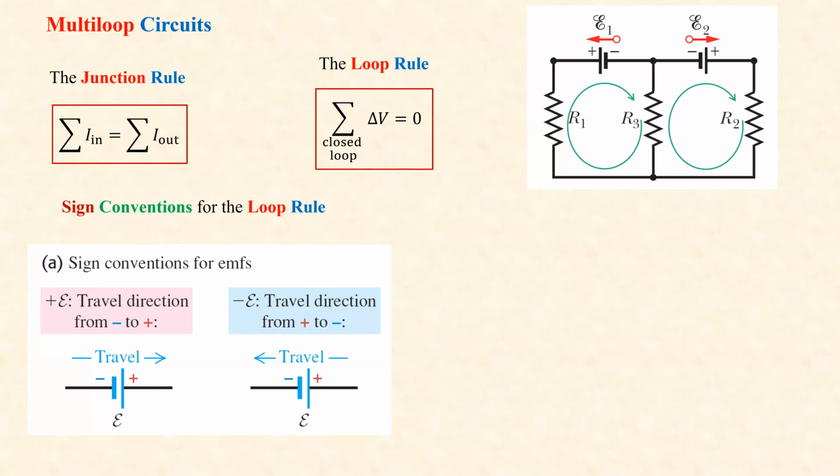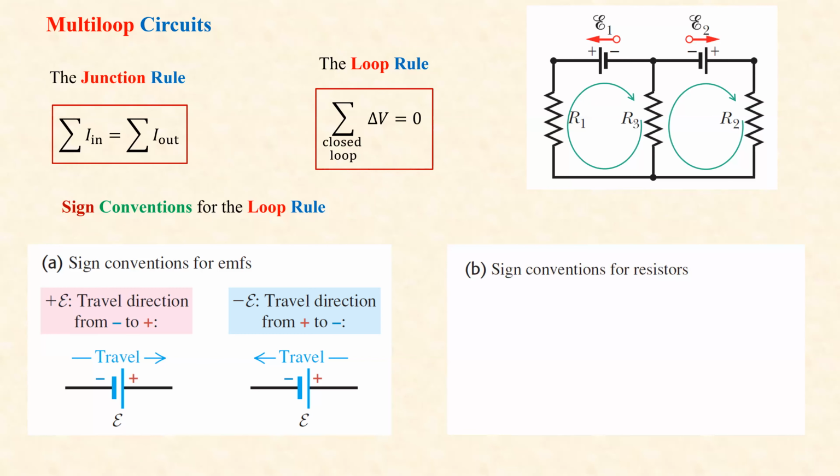And on the other hand, if you go in the opposite direction, meaning going from the positive side to the negative side, the delta V for the battery will be negative EMF of the battery. Right? Does it make sense? It's very intuitive. You go down in potential, you get a negative change of potential. You go up, you get a positive change of potential.